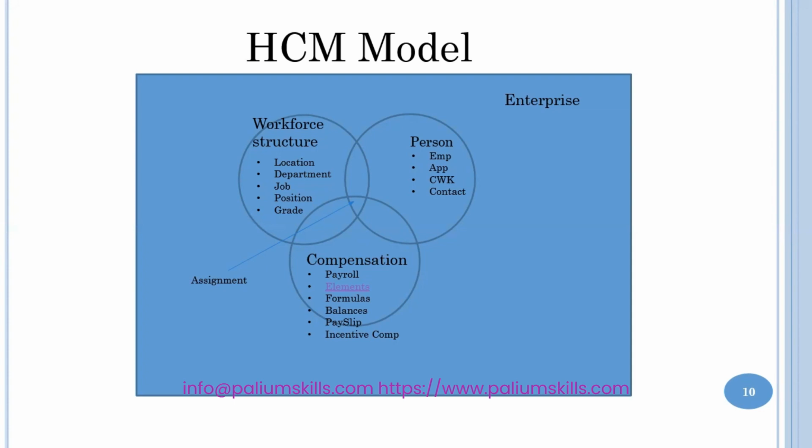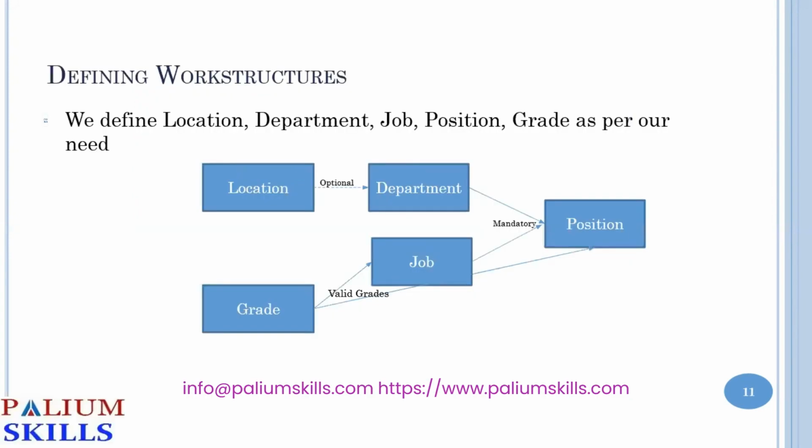All right. Now, when we talk about workforce structures, we talk about location, department, job, position, grade. Location is any place of work from where people are working. So we have the office location, or could be a depot location, a store, a factory, anything which is an official organization location. The location can be linked optionally with the department.